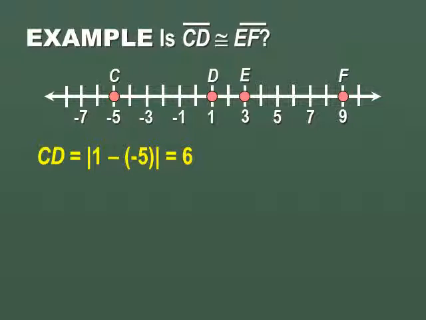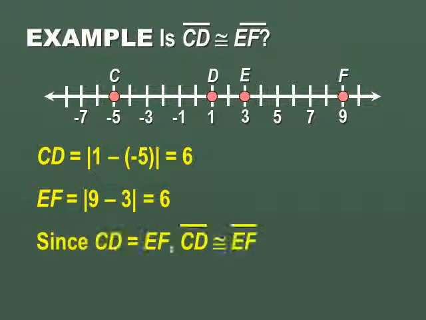So we know the distance of CD is 6. Now I need to know the distance of EF. They are both 6, so they are equal measure. See how I didn't use the segment notation and I used equal? So the length of CD and the length of EF are equal, so therefore they are congruent.